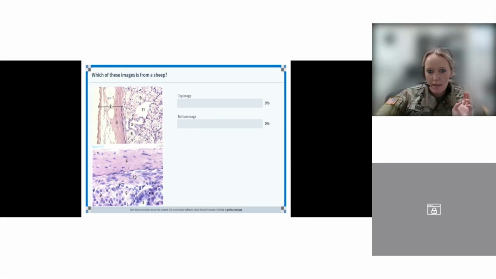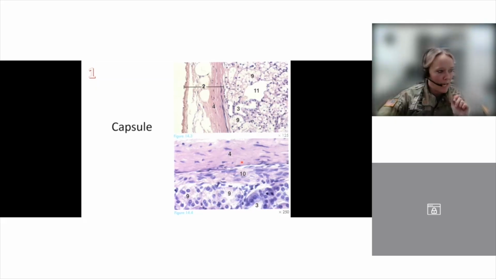So the important thing to note here, let me go to my next slide real quick. Okay, capsule. The top image is from a cat, the bottom image is from a sheep, but it could be from some other ruminant. It does have a thicker capsule, but it has this specific layer right here. This is a layer of smooth muscle that's, I don't want to say unique, but it's found in ruminants and not necessarily found in species like dogs and cats.